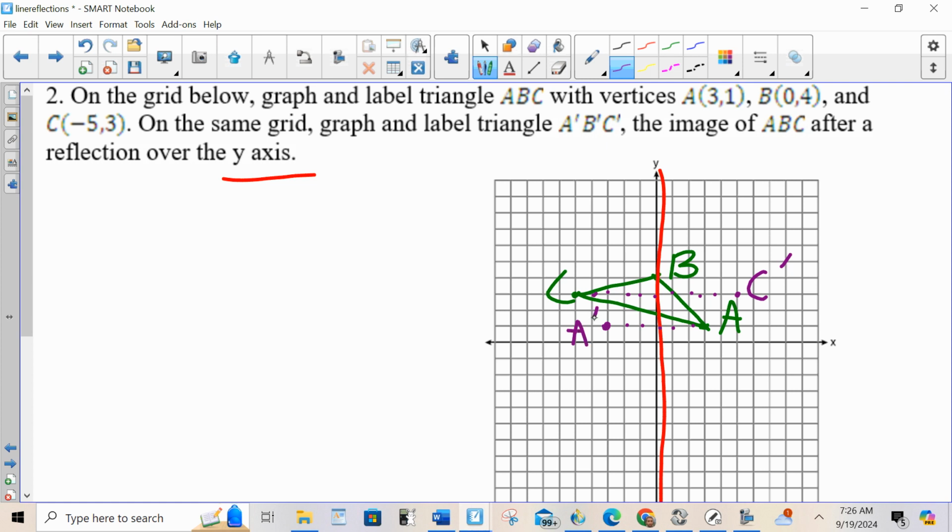B is on the line of reflection, so as we said in the last example, it stays where it is. That's called invariant. I connect them. I'm done. It doesn't say to state the coordinates, so I'm going to save some time and not state the coordinates.